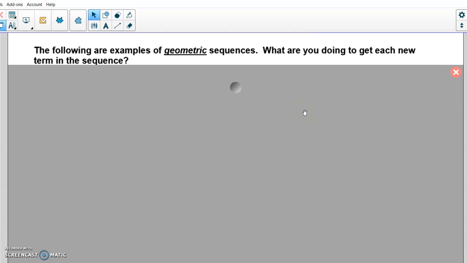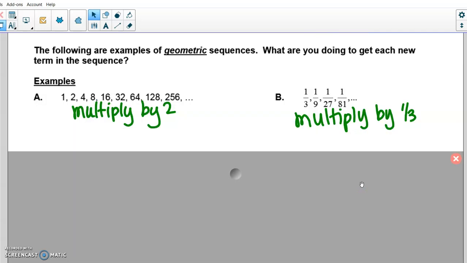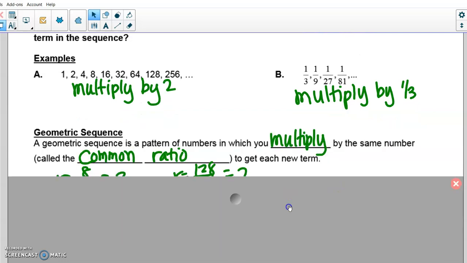So the following are examples of geometric sequences. It says, what are you doing to get each new term in the sequence? So, for example, A, we have 1, 2, 4, 8, 16, 32, and so on. You can see that you're multiplying by 2. For B, it went 1/3, 1/9, 1/27, 1/81, and you're multiplying by 1/3. So remember, a geometric sequence is when you multiply. An arithmetic sequence is when you add or subtract. So we're going to focus on geometric, which again is all the multiplication.